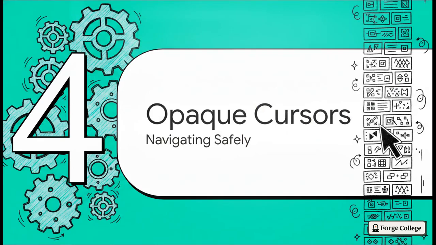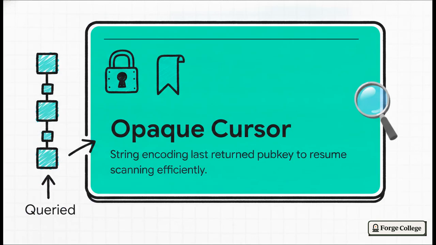Next up is section 4, navigating with opaque cursors. All right, let's decode a somewhat mysterious engineering term, the opaque cursor. It's basically a string that encodes the last returned account's public key along with a sequence token, and it's used to resume scanning efficiently. The word opaque here just means the client doesn't need to understand what's actually inside of it. They literally just hand it right back to the server on the next request. Think of it as a highly precise digital bookmark.